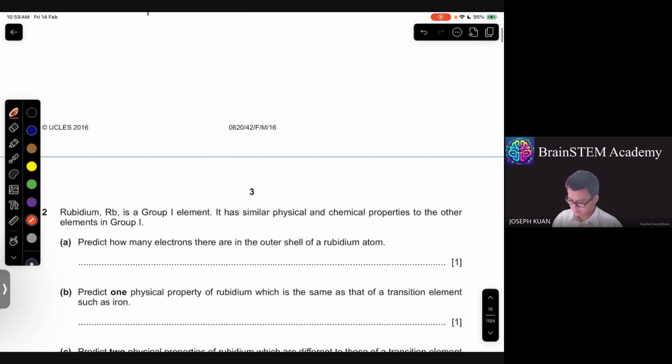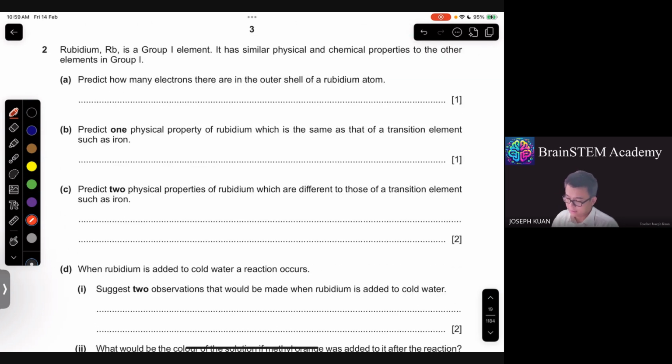Moving on, rubidium is a group 1 element. It has similar physical and chemical properties to other elements in group 1. Predict how many electrons are there in the outer shell of a rubidium atom. So group 1 means, well, 1 outer shell electron.